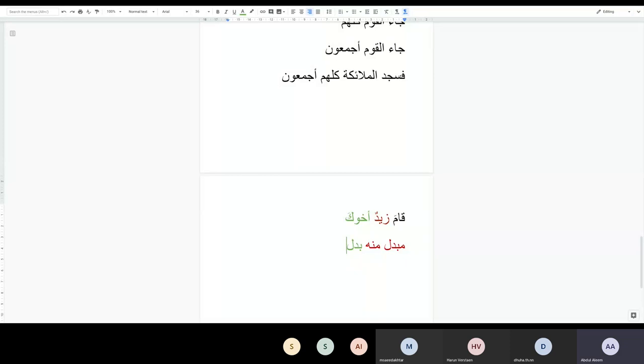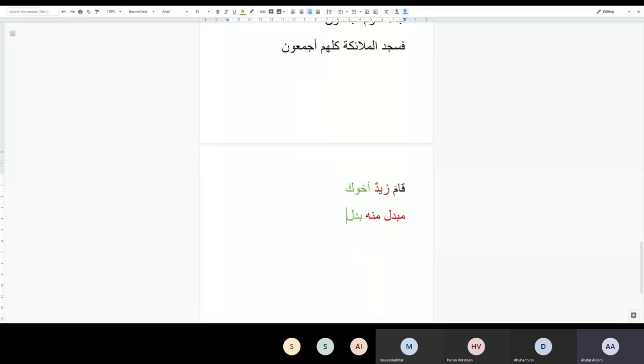And the badal has different categories. What are the different categories of the badal, or the substitution? We have badal al-kull min al-kull, the complete substitution, which is qama zaidun akhuka. The first sentence we mentioned is an example of the first category. The meaning is completely replaced. The word akhu is coming and replacing Zaid, because Zaid can be any person. Now the word akhu has come and replaced Zaid.